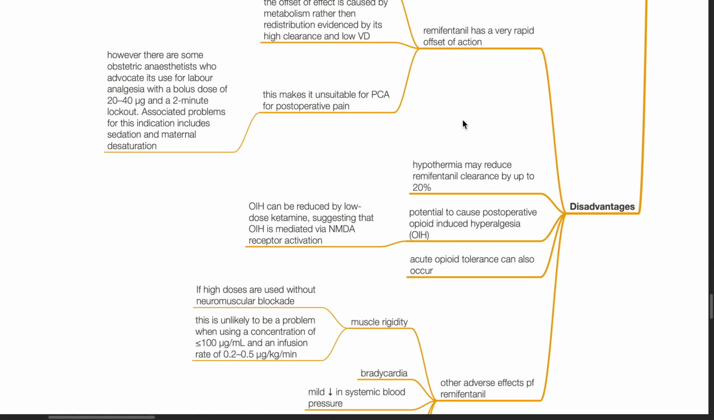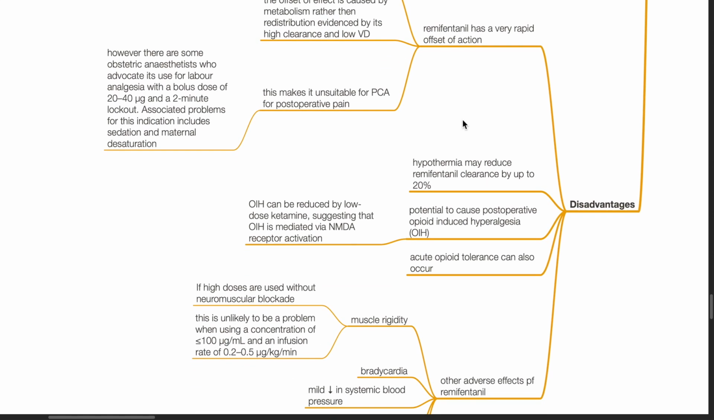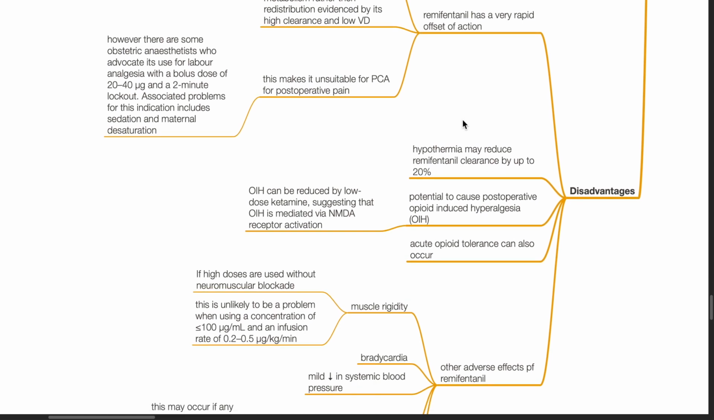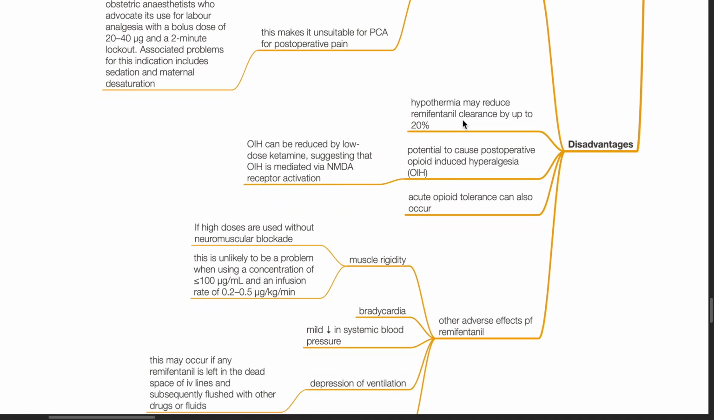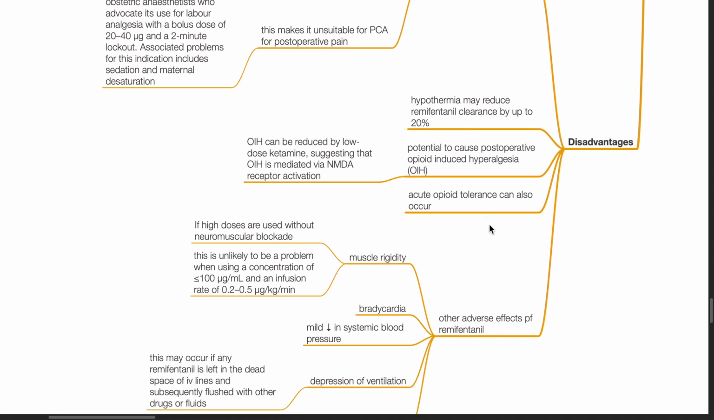There is a potential to cause post-operative opioid-induced hyperalgesia. OIH can be reduced by low-dose ketamine, suggesting that it is mediated by NMDA receptor activation. Acute opioid tolerance can occur with remifentanil.